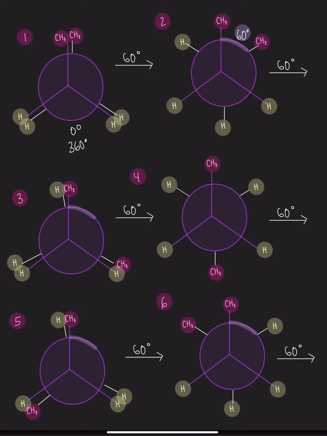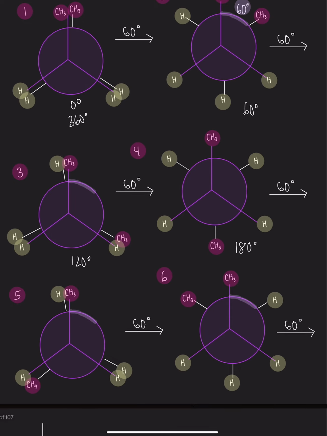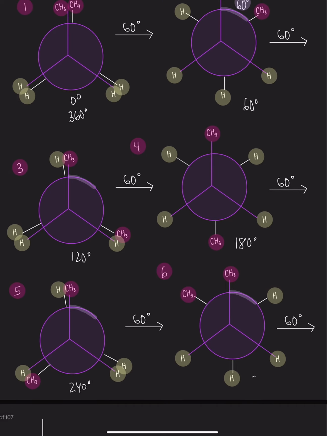Now again, I'm going to move another 60. So again, this was 60 degrees. Now we're at 120 degrees. Now when I move another 60, I'm going to have my anti-conformation, which we talked about, is 180 degrees. Then I'm going to move another 60 degrees, and I'm going to have 240 degrees. And then I'm going to move another 60, and I'm going to have 300 degrees. And then when I move another 60, I go back to this figure here, which I told you was 0.